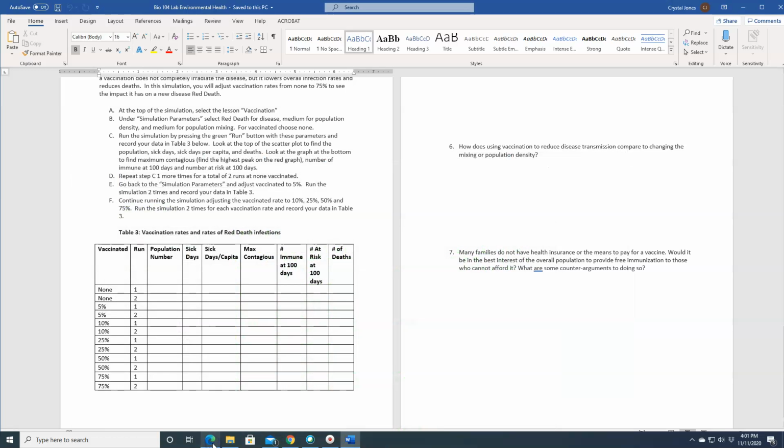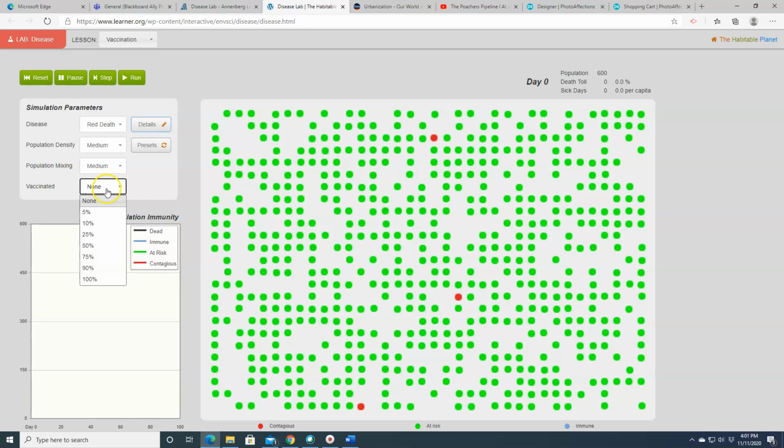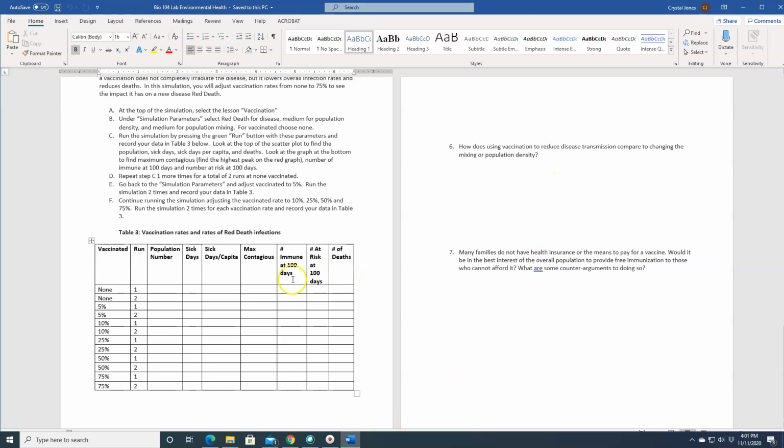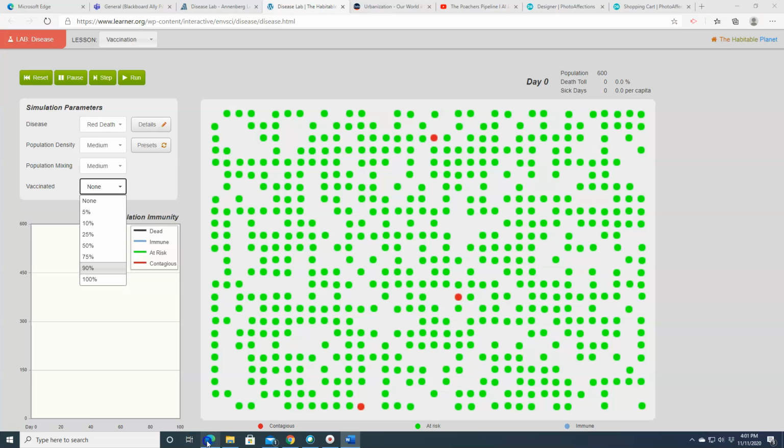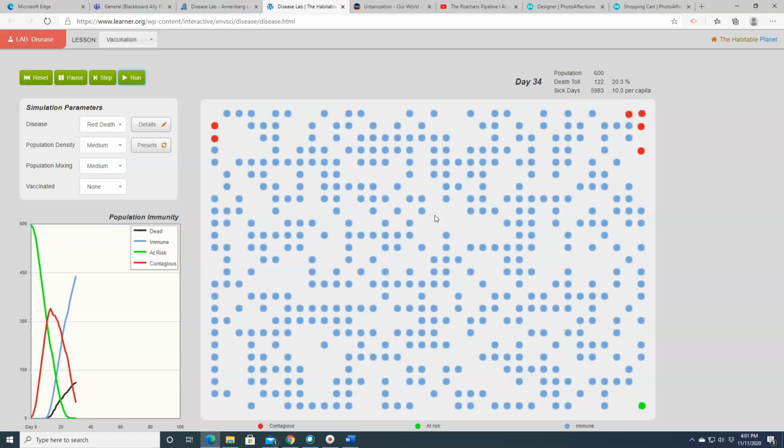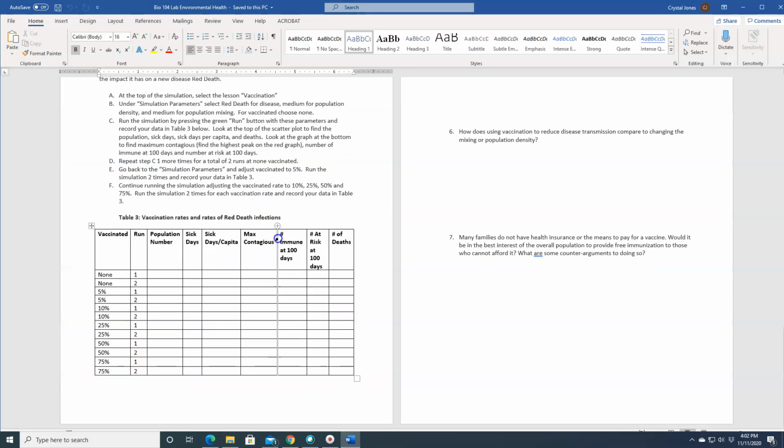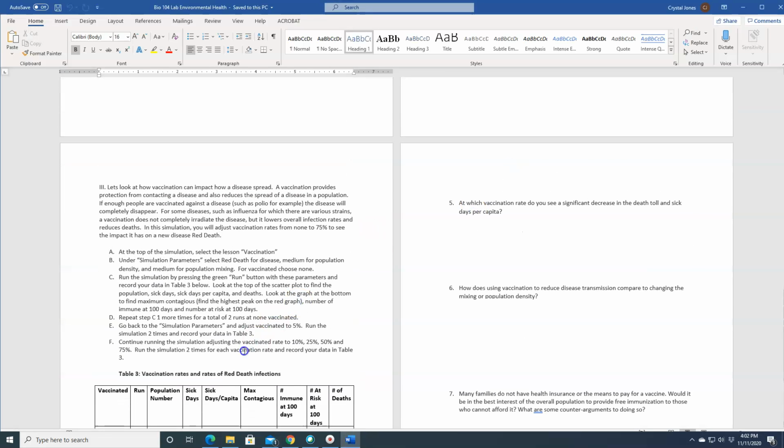So again, you would look at medium population density, medium mixing, and you're going to alter these vaccination rates based on what's in your table. And this time, we're only going to do 2 runs of each of these. So you will go ahead and hit the run button. You'll watch the disease spread. And once again, you'll see what happens. So the maximum number of contagious, our number of deaths, our sick days per capita, all of this information you're going to put into your table, and then you're going to answer the questions.